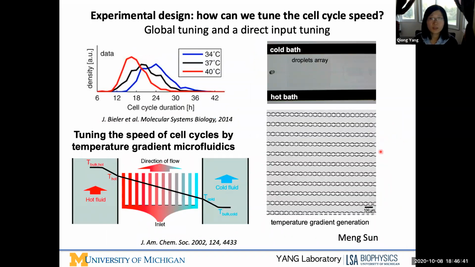So there are different ways of tuning the cell cycle. As I said before, the cell cycle is temperature sensitive. So the easier way would be if you can design a temperature gradient, as what we show here, and basically tune the oscillator speed by the temperature. But the problem here is temperature can change not only the cell cycle, but also a lot of things in the cell. So that's not a very ideal tuning method.